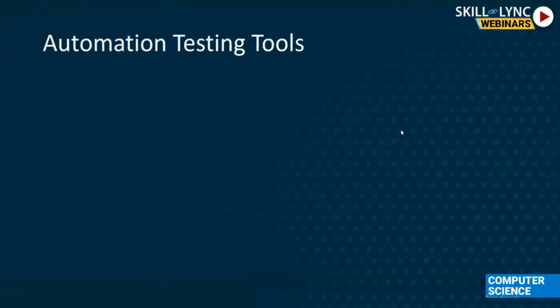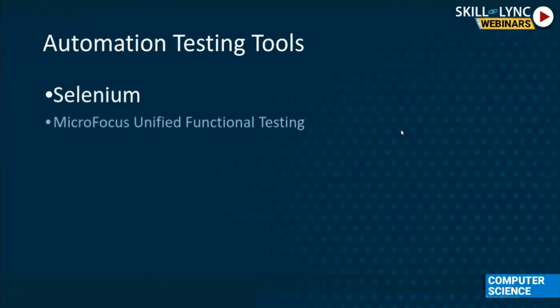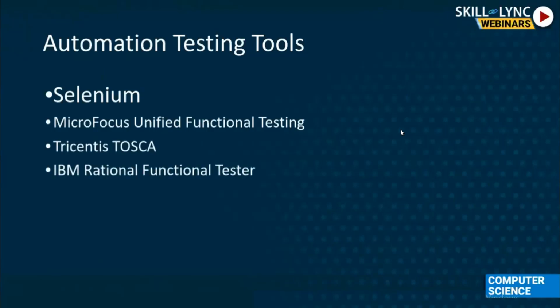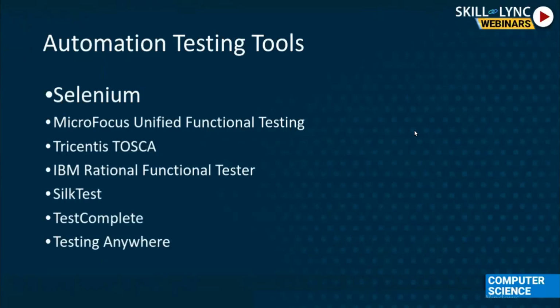What tools are available in the market? Selenium is the most popular tool in the market, which doesn't require any kind of license. You can use the Selenium tool with any language of your choice. And we have tools like Micro Focus UFT, Tricentis Tosca, IBM Rational Functional Tester, we also have SilkTest, TestComplete, TestingWhiz, and nowadays there are RPA tools like Automation Anywhere and UiPath and so on and so forth.